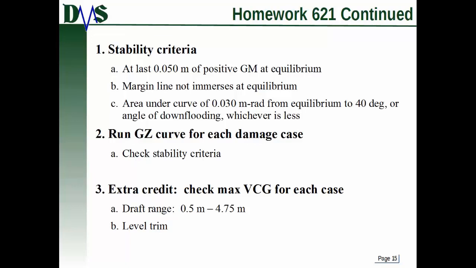Alright, so now that you've applied those stability criteria, time to check them. So run your GZ curve for each damage case, check stability criteria. Don't worry if it passes or not, I just want you to check them. And then for extra credit, check the max VCG for each case as well. That's going to be running a draft range of 0.5 meters to 4.75 meters with just level trim.